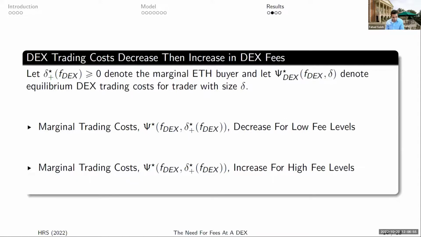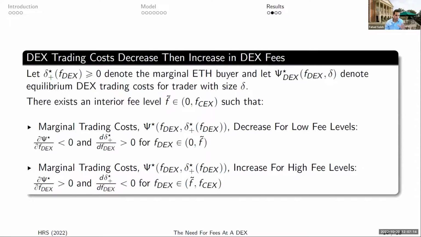And when the fee levels are low, as you raise the fee level, you actually reduce the marginal trading cost for the trader at the decentralized exchange, which is how you get the increase in trading volumes. And after some interior optimum, then it starts to go the other way. So again, this is stated more formally in math, but at a high level, there's an interior optimum. And I think it's interesting to think about whether we are above or below that interior optimum in practice.